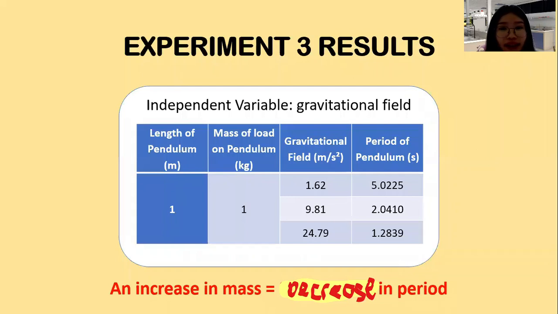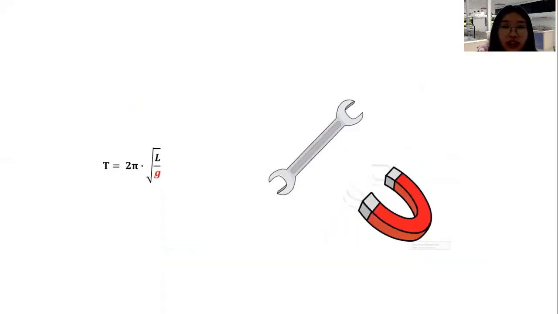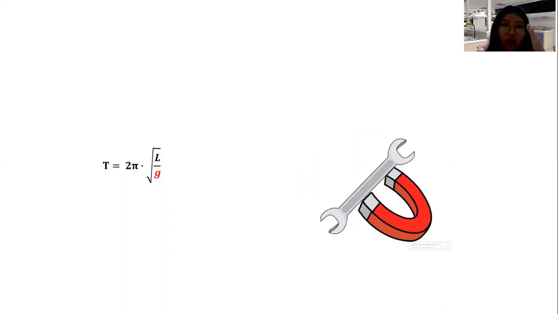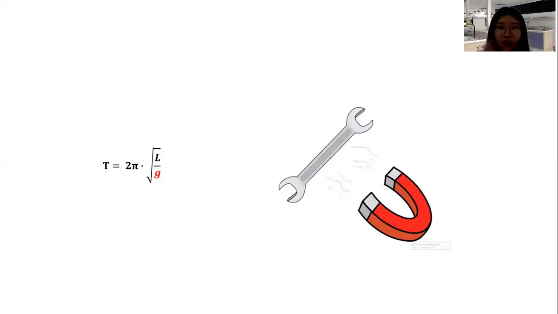Finally, the last experiment is the effect of gravitational field towards the period. The increase in gravitational field brings a decrease in the period. Why is this so? The analogy is gravity is a magnet pulling an object. The stronger the gravity, or the stronger the magnet, the faster the object moves.